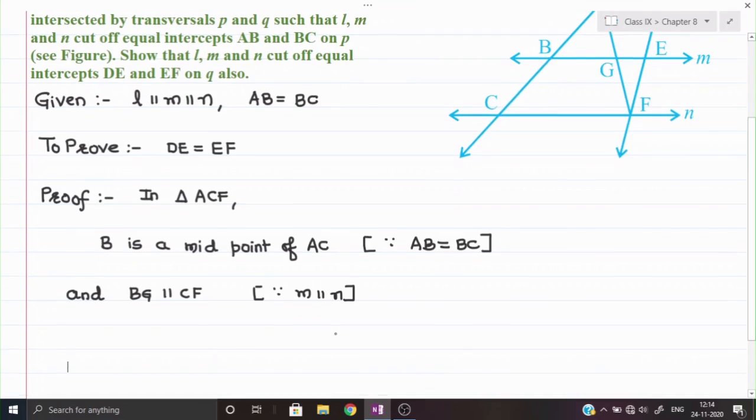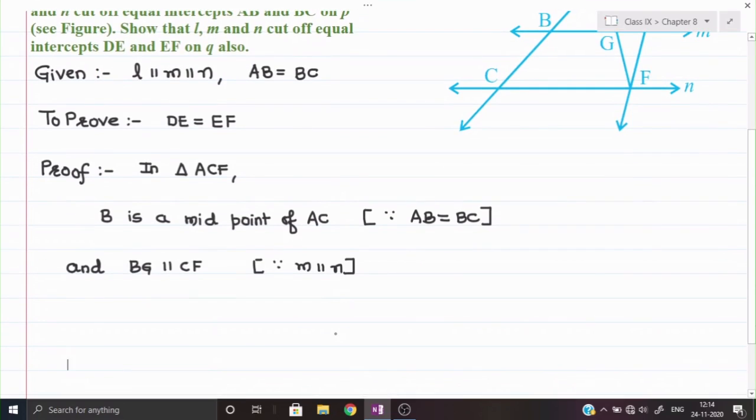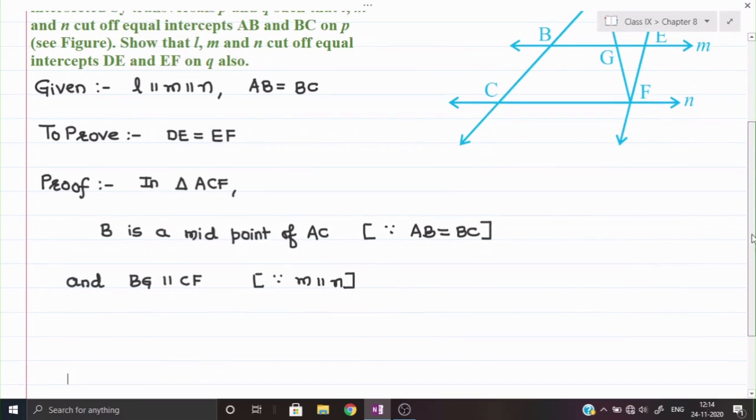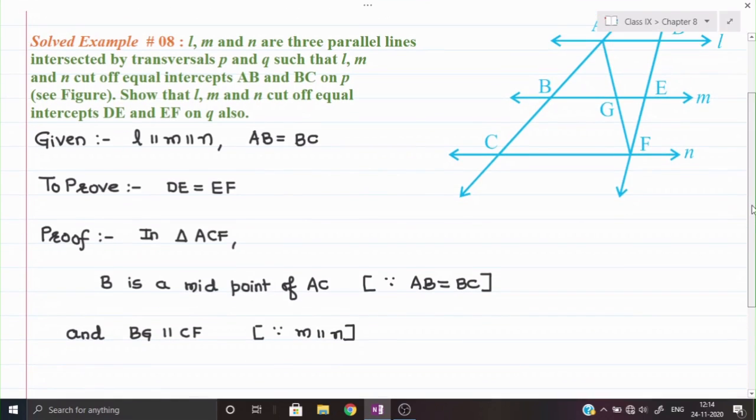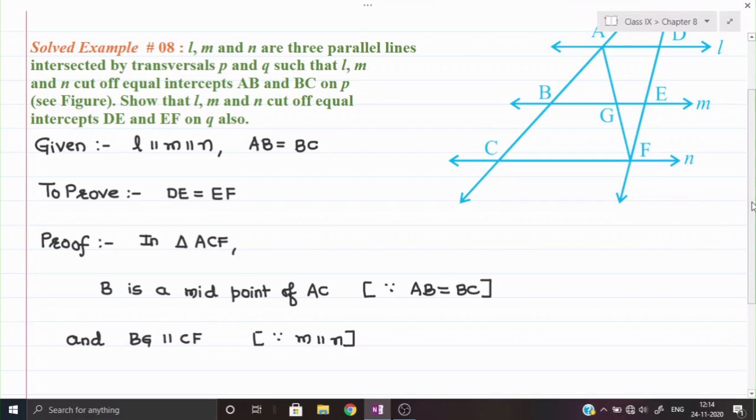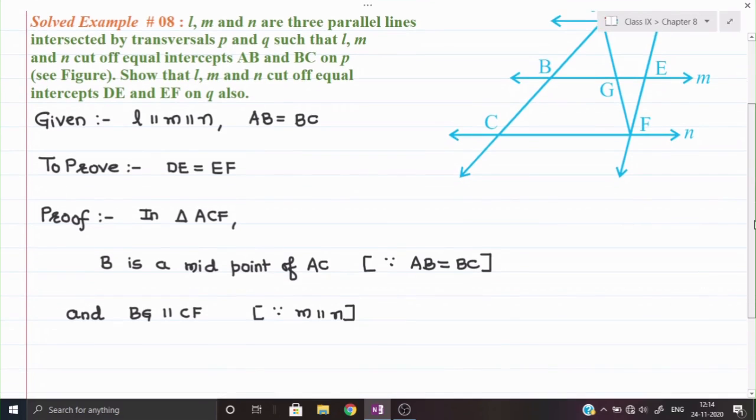And see here we have fulfilled the condition of converse of midpoint theorem, because in the converse of midpoint theorem we required one midpoint, and from that midpoint we should draw a line which should be parallel to the base. So from that midpoint we have drawn a line onto the another side, that is AF. So G will be also a midpoint of AF. So that we will mention here now.